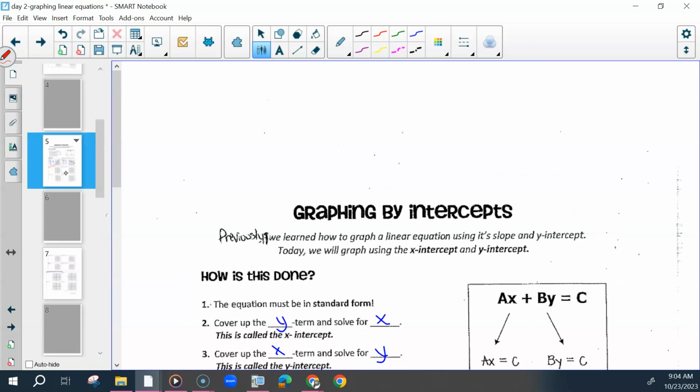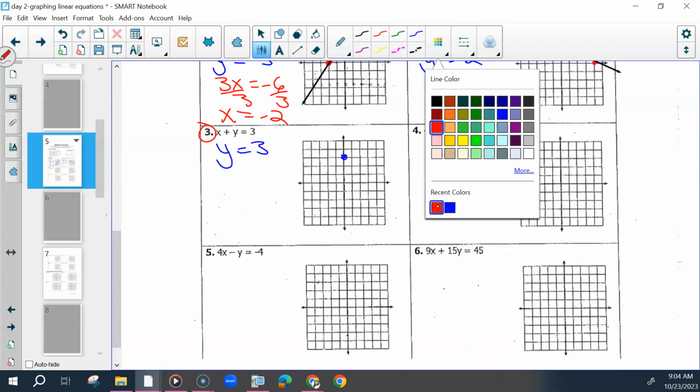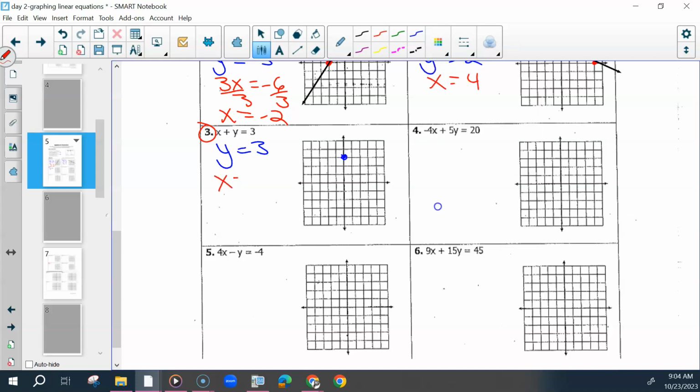Okay, so 3 and 9 are going to be the ones we do. For number 3, if I'm covering up the x term to solve for y, what's left? Y equals 3. Put a point at 3. What about if I cover up the y term? X equals. There's no work on that one. You would just write those two things, plot those 2 points, and graph your line.